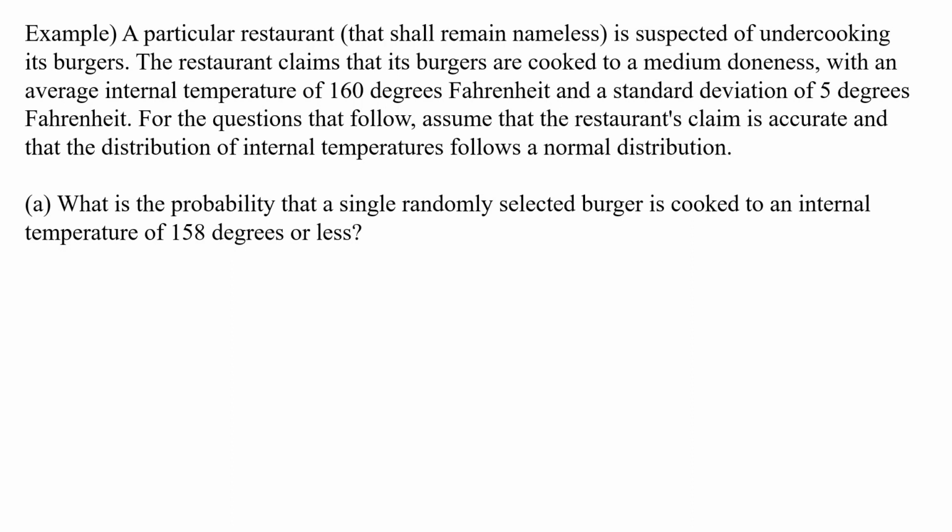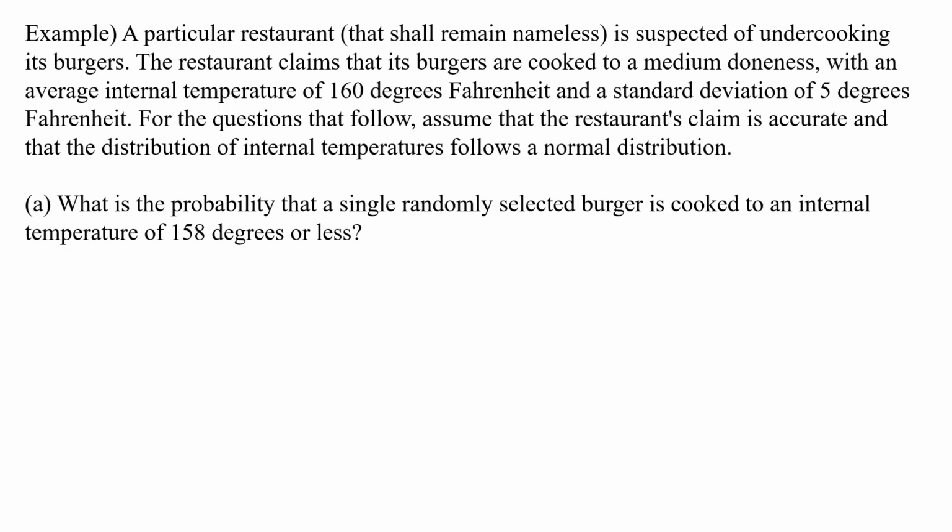Okay, so the restaurant claims that the burgers are cooked to a medium doneness with an average internal temperature of 160 degrees Fahrenheit and a standard deviation of 5 degrees Fahrenheit. So for these questions that follow, we're going to assume that the restaurant's claim is accurate and that the distribution of internal temps follows a normal distribution. Okay, so when we say the restaurant's claim is accurate, we're going to have 160 be our population mean and 5 be our population standard deviation.